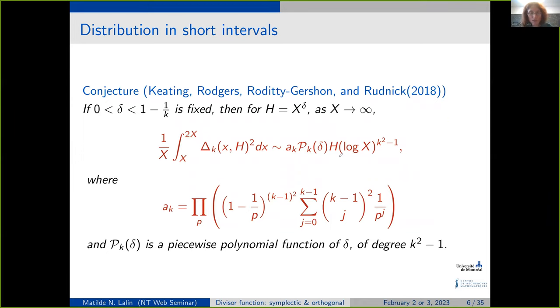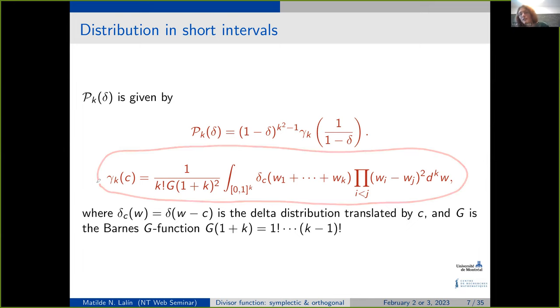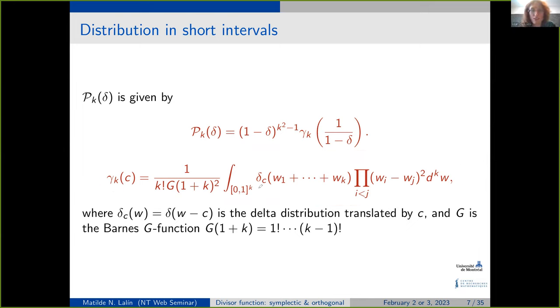Let me tell you a bit more about this p_k of delta. So this p_k of delta, more precisely, is obtained by, okay, so the polynomial function originally, I explained why it's written in this way. So there's some inversion of the variable, but this gamma_k is a piecewise polynomial function, and it actually shows up as a very interesting integral. So this is an integral of the delta distribution, delta_c here, and I apologize that there are two deltas here that have nothing to do with each other, but this is how the notation is coming.